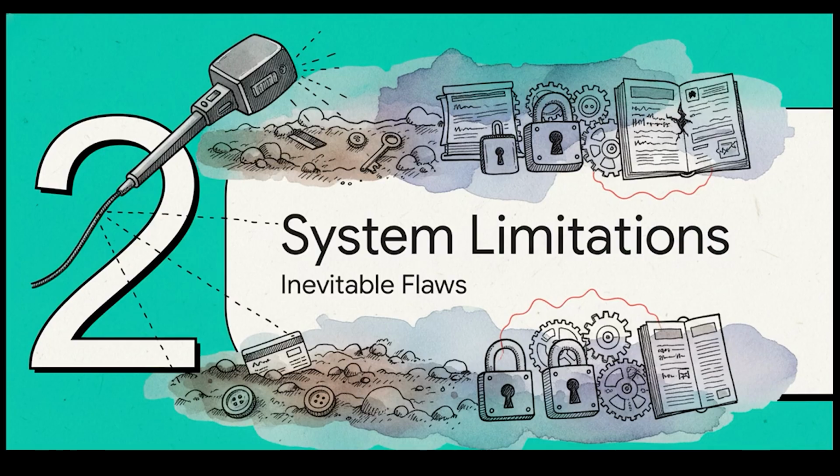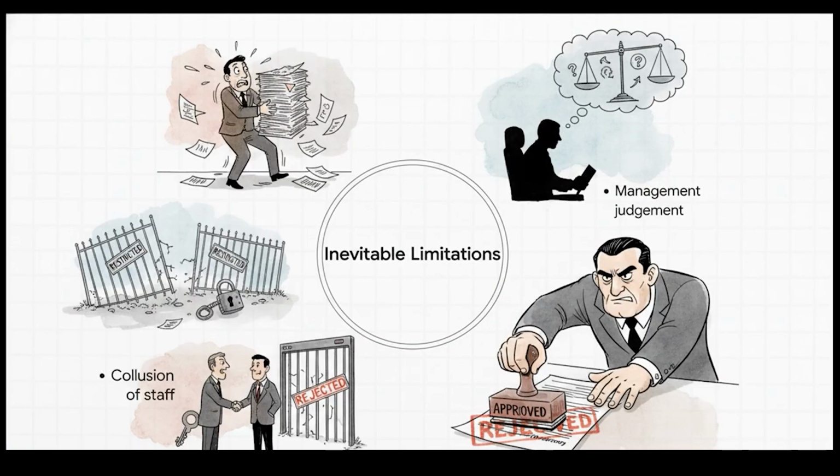Moving right along to Section 2, the system's inevitable limitations. Because, let's face it, no metal detector is completely perfect, right? And neither is any internal control system. You could design the most beautiful, theoretically flawless control framework in the world, and it can still spectacularly fail. Why? Because of people. The syllabus highlights several inevitable limitations here.